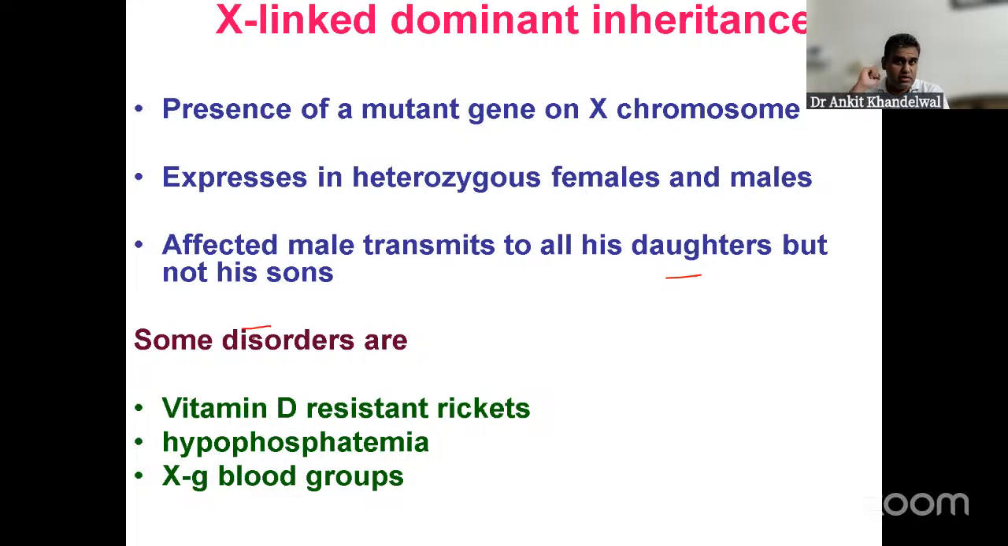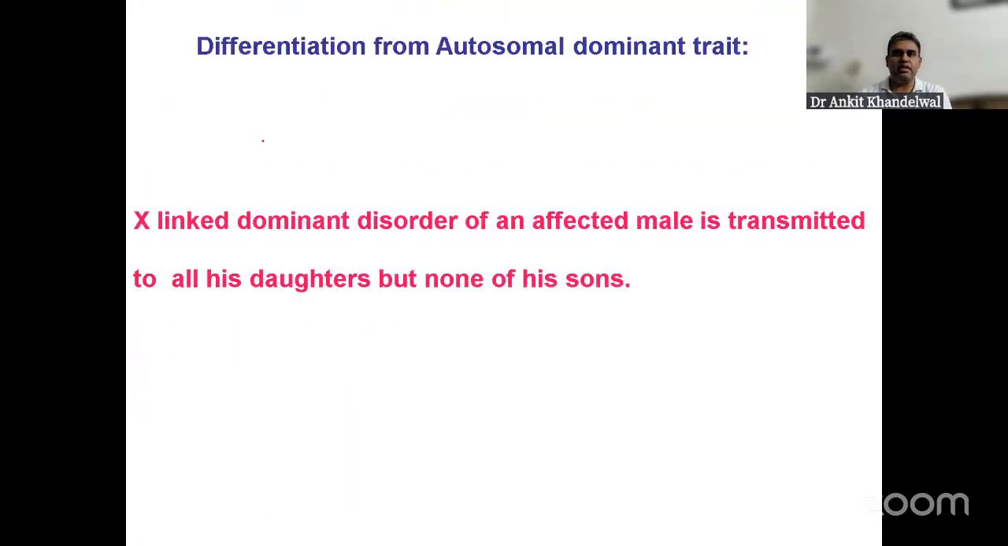Father to son, just remember, is the father slapping the son for some mischief. So this is what is transmitted from father to son. All others are normally transmitted from father to daughters. Some disorders like vitamin D resistant rickets, hypophosphatemia, and other diseases like this last one over here, the XG blood groups and other stuff. Okay, X-linked dominant.